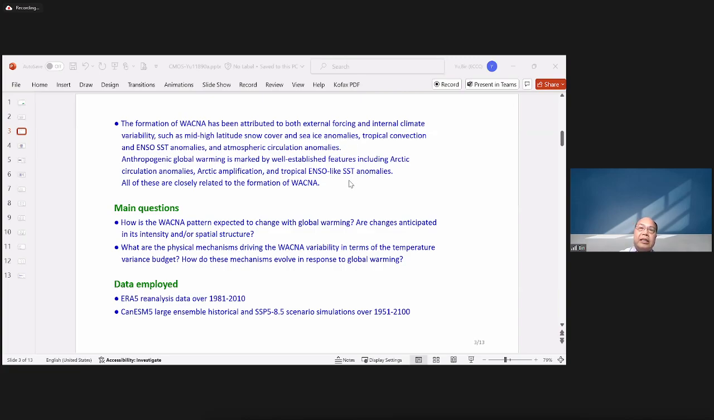So the questions we ask here are: how is the WACNA pattern expected to change with global warming? Are changes expected in its intensity and/or spatial structure? And what are the physical mechanisms driving the WACNA pattern in terms of the temperature variance budget? And how do these mechanisms change with global warming? We address these questions by using the ERA5 reanalysis data and also the CanESM5 large ensemble historical and high emission scenario simulations.